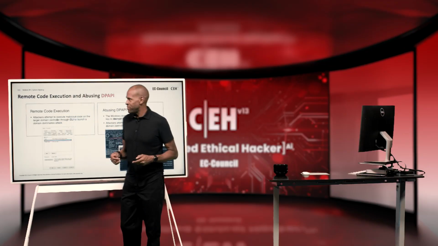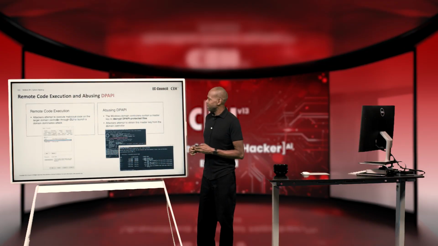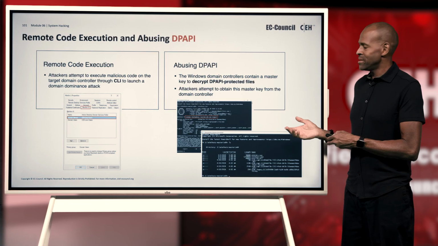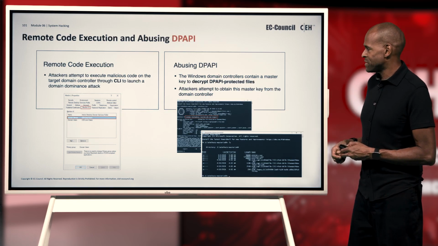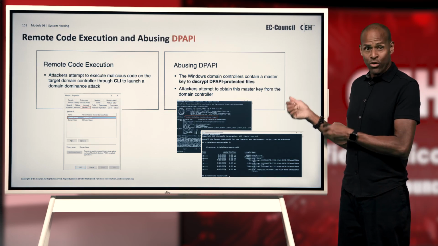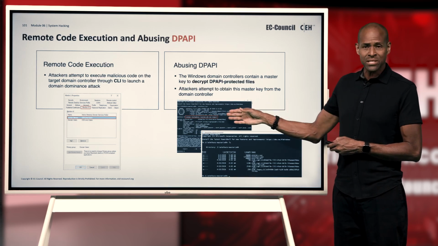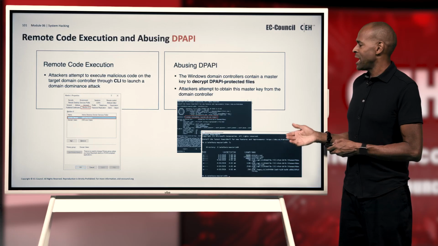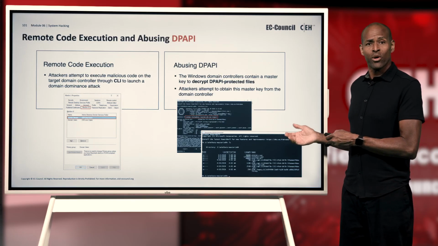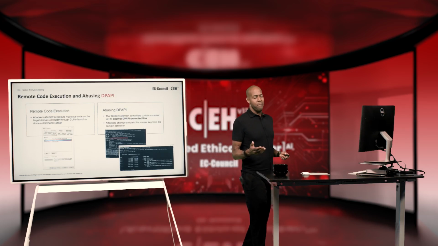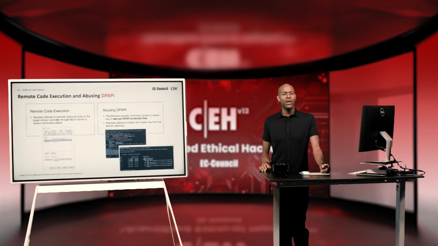The other one is DPAPI. DPAPI is a nice little tool that Microsoft put together to help protect the domain and the computer system. But we can decrypt DPAPI protected files. And as you can see, we can use Mimikatz to abuse DPAPI. If we can do that, we might be able to grab the master key from the domain controller. If we have the master key from the domain controller, then domain dominance is in our hands.